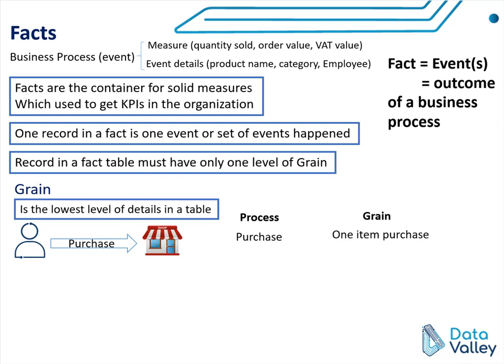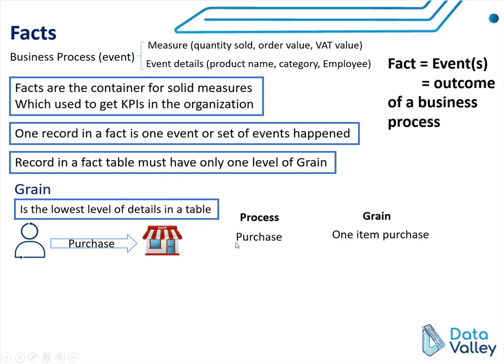So if I'm going to store this process in a fact table, I will have 5 records for each purchase process. So in this case, our business process, or you can call it our event, is a purchase event, and our grain is one item purchase, which is the lowest level of details in this purchase process.